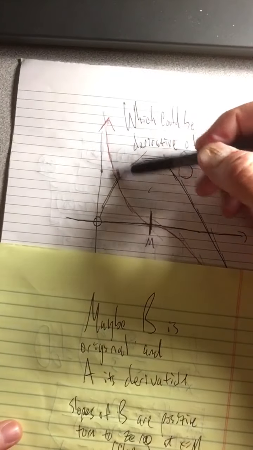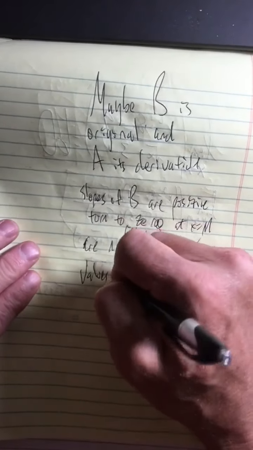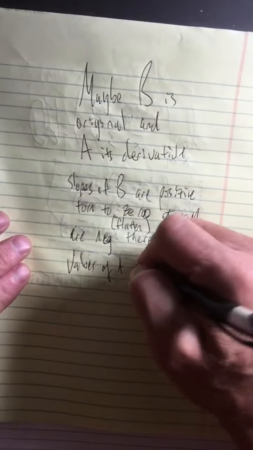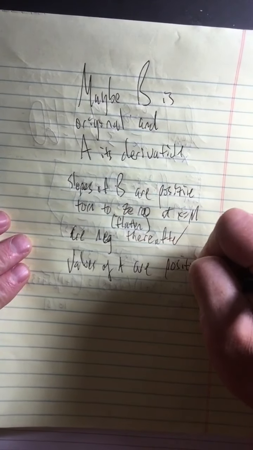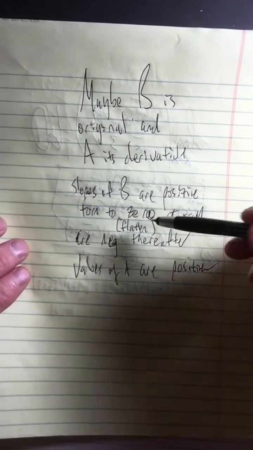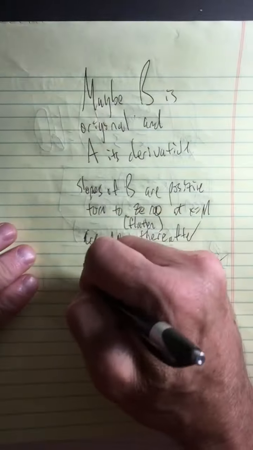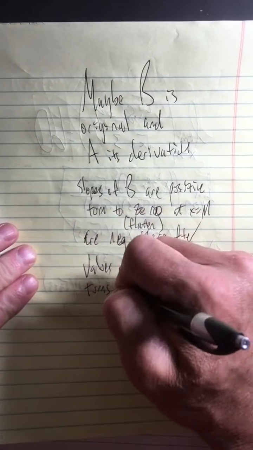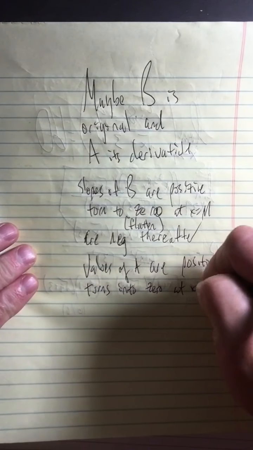Now, let's think about the values of A. The values of A, are they positive at first? Oh, look. Values of A are positive. How about that? Okay. They're positive at first. Okay, that's great. So far, so good. Do they turn to zero? Does the value of A turn to zero? Yeah, it does. Look right there at M. Turns into zero at x equals M.